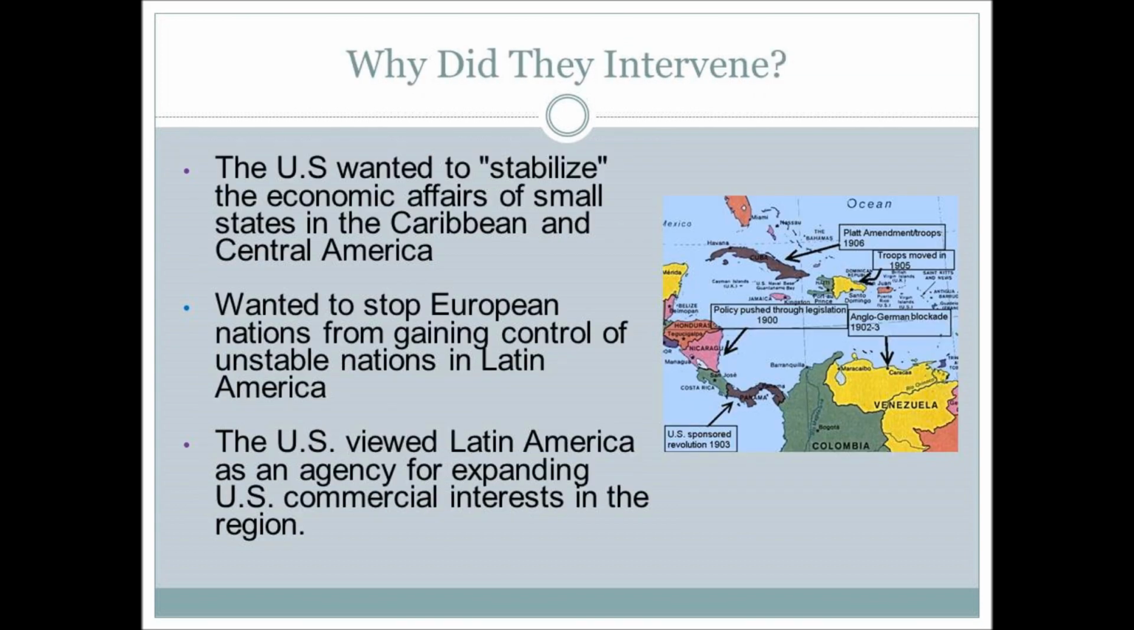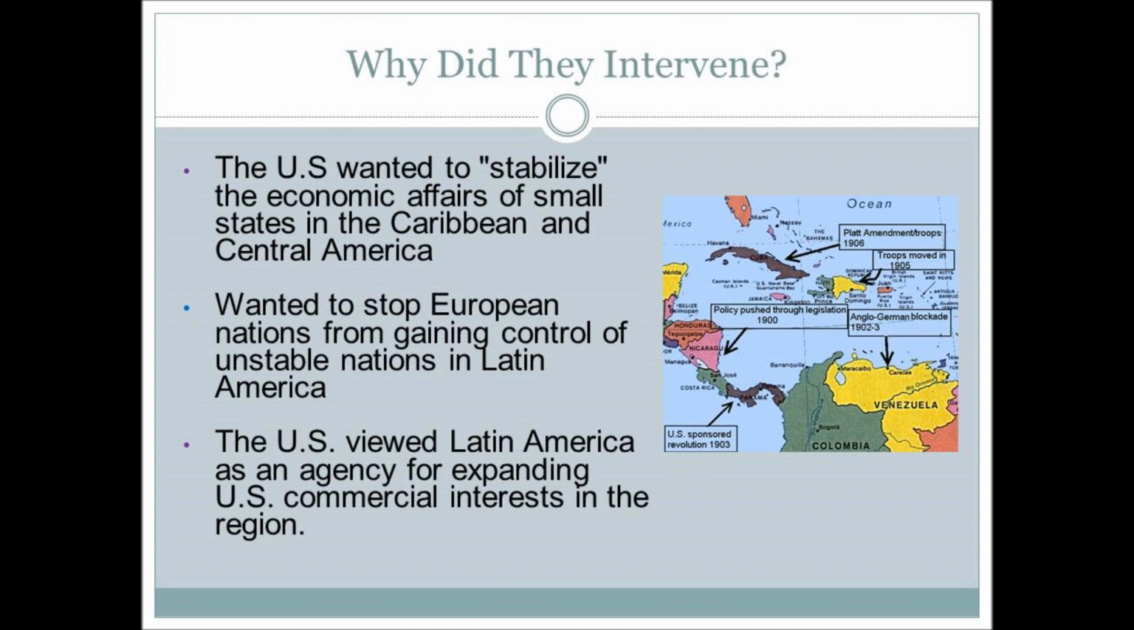So why did they intervene? Why did they get involved? The U.S. wanted to stabilize the economic affairs of small states in the Caribbean and Central America. They wanted to stop European nations from gaining control of unstable nations in Latin America. And the U.S. viewed Latin America as an agency for expanding U.S. commercial interest in the region.